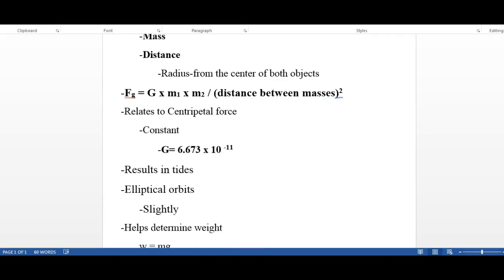Let's erase this. What's interesting about gravity is it results in tides. The moon is the huge one, but the sun also somewhat causes a pull on the water, but the moon definitely does, and we'll probably look at this in an article. But also gravity causes elliptical orbits.